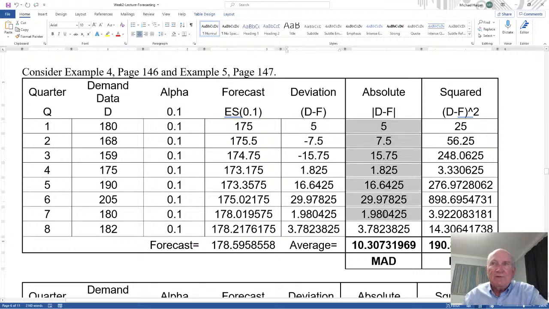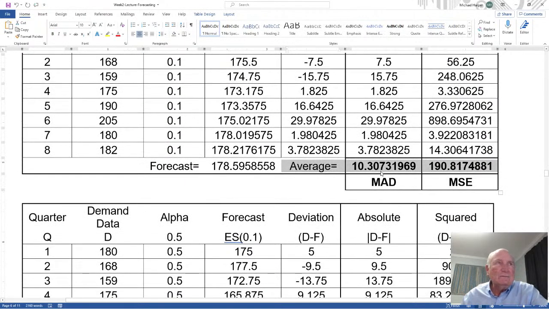Here I take the absolute value of these. So all the absolute value means is you remove the minus sign. Over here is a square. You square it, and then you sum it. Take the average: you sum it and divide by 8. So now we have the MAD here, that's the mean of the absolute deviation. And here's the mean square error, the mean or the average of the squared errors.